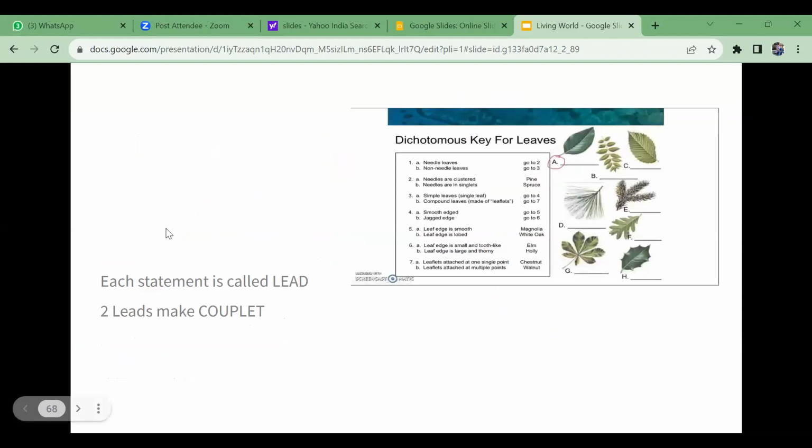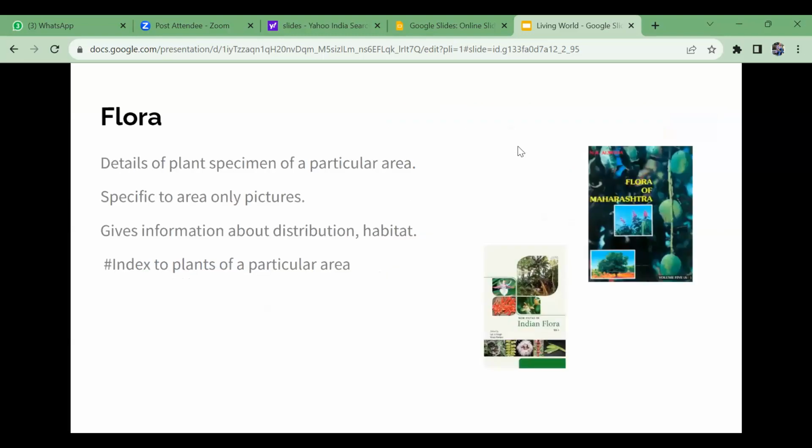Okay. See, this is how the key looks. It is called a dichotomous key. Dichotomous means two, it is going to give you two options. Each statement is known as lead, and each lead has two couplets. Yes or no is a two couplet. Okay. Now we have flora.